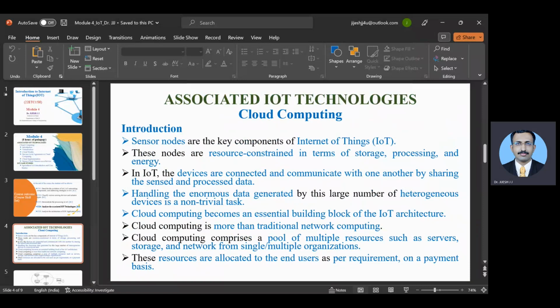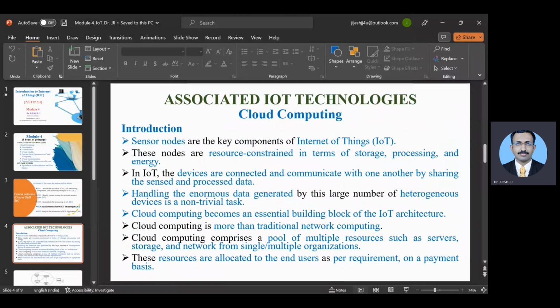So you can say that these nodes are resource constrained in terms of storage, processing, as well as energy. So you have to know that whatever data you are going to take up has to be stored properly and utilized in a systematic way.